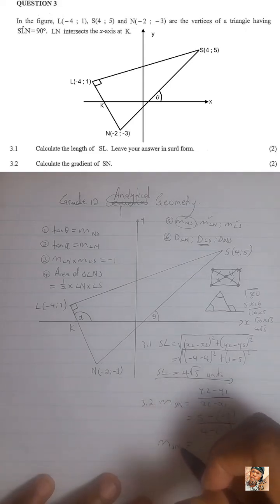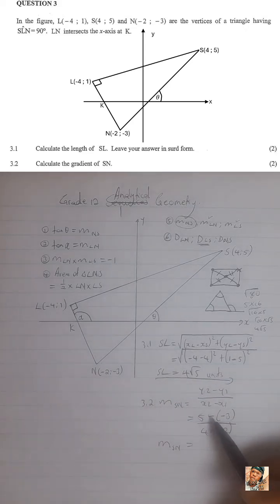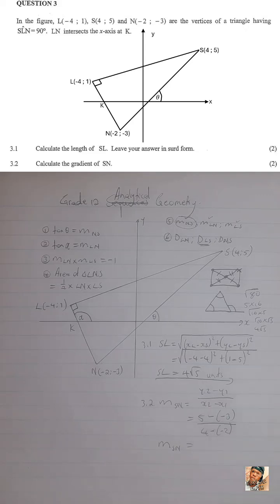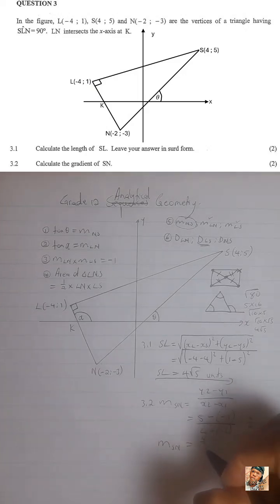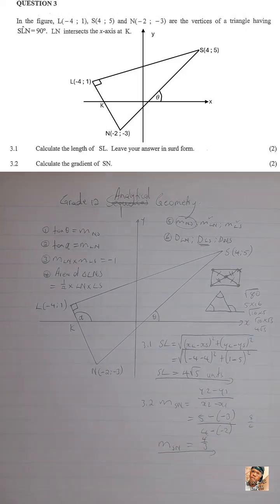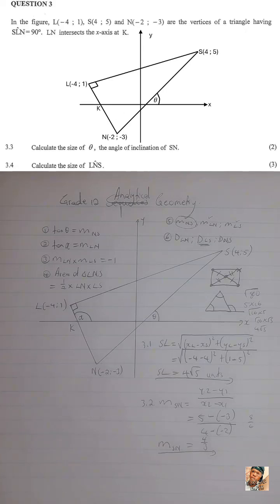So the gradient of Sn is equal to, and I'm just going to do it manually, 5 minus -3, that's a plus, 5 plus 3 is 8, and 4 minus -2, that's a plus, 4 plus 2 is 6. So I have 8 over 6, which is 4 over 3. Therefore 4 over 3 is the gradient of Ns, or Sn. Now that we are done with 3.2, let us get into 3.3.